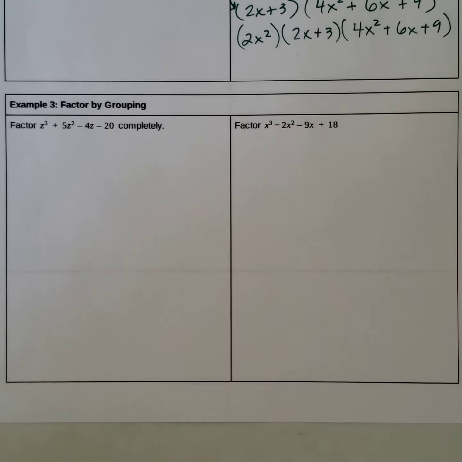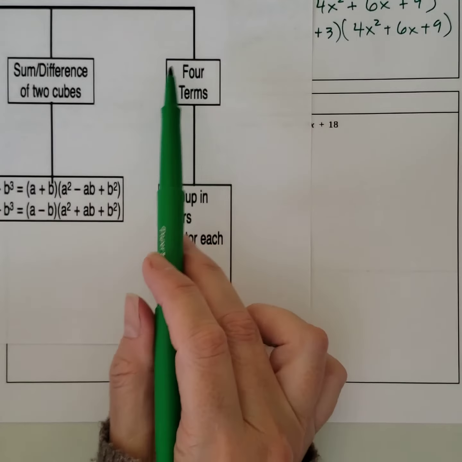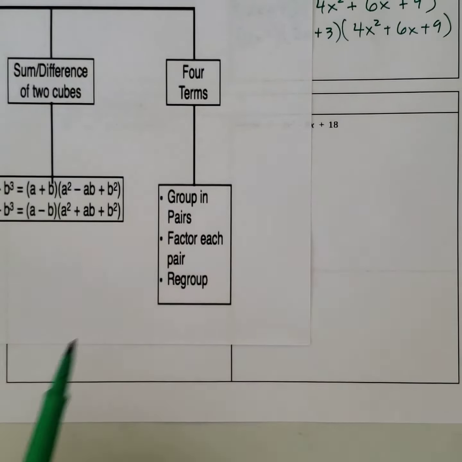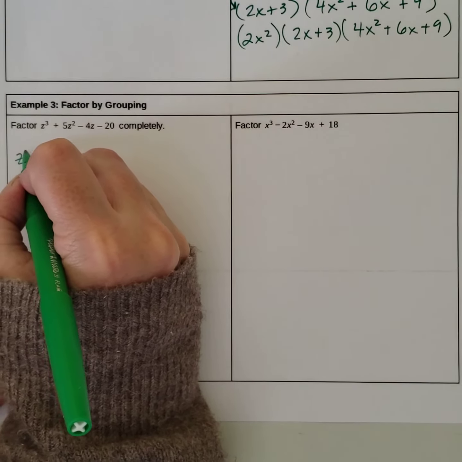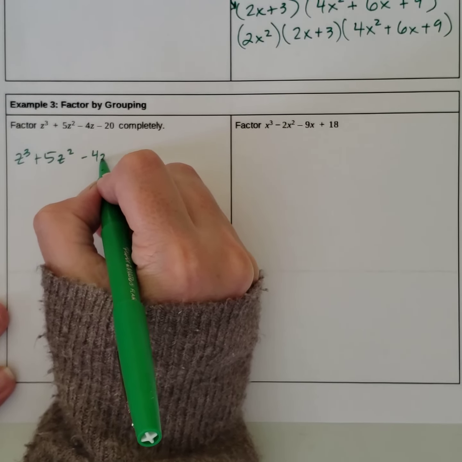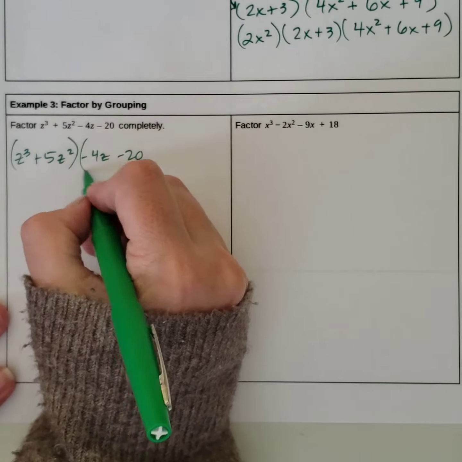Example 3, first part, we are asked to factor by grouping. So our rules say if we have 4 terms, we're going to group in pairs and factor each pair and then regroup. So we have z cubed plus 5z squared minus 4z minus 20. We're going to put these in groups.